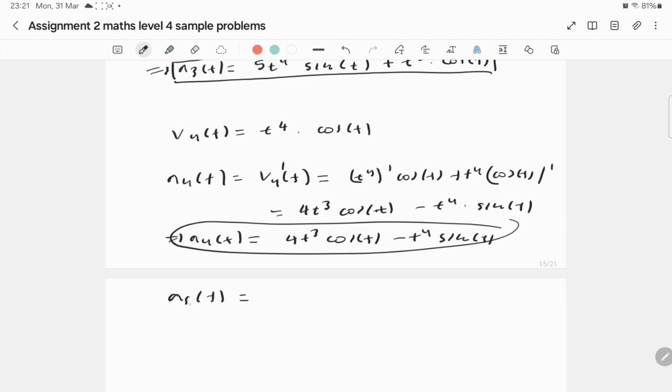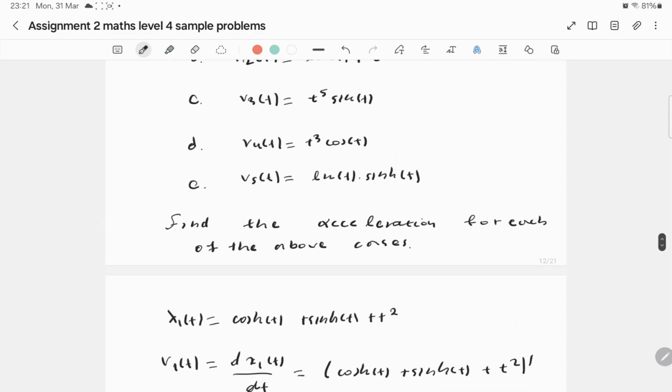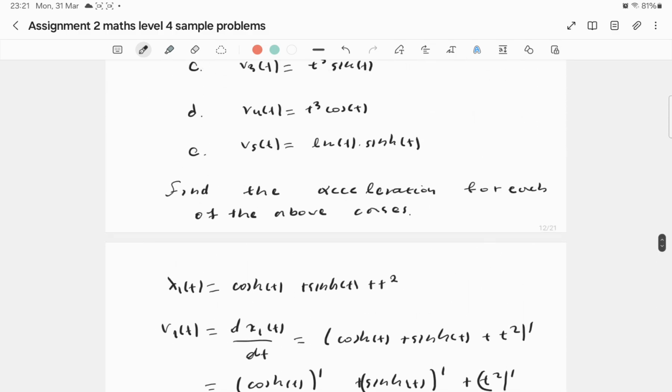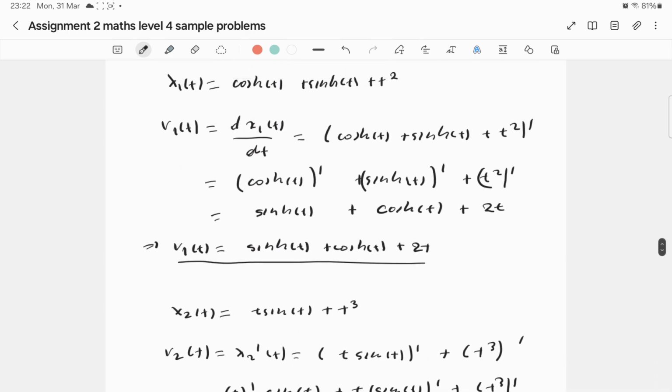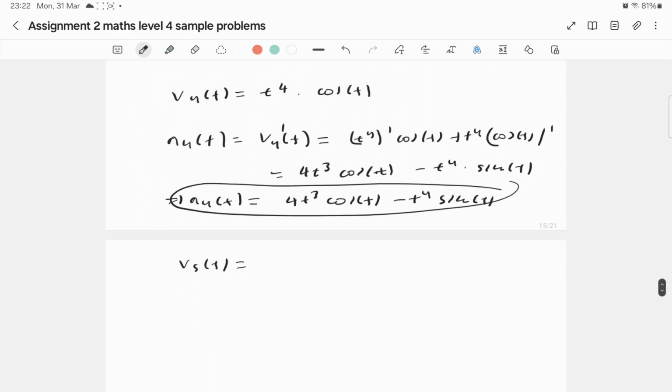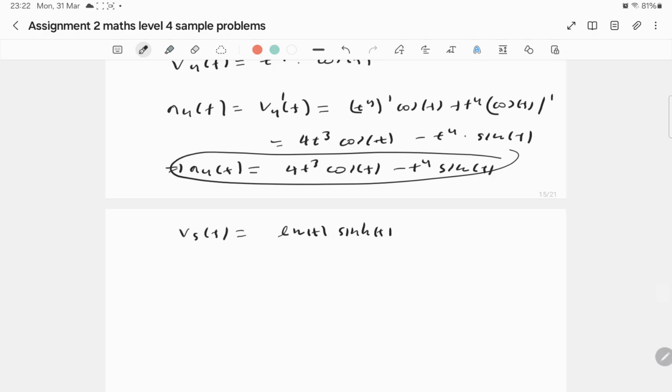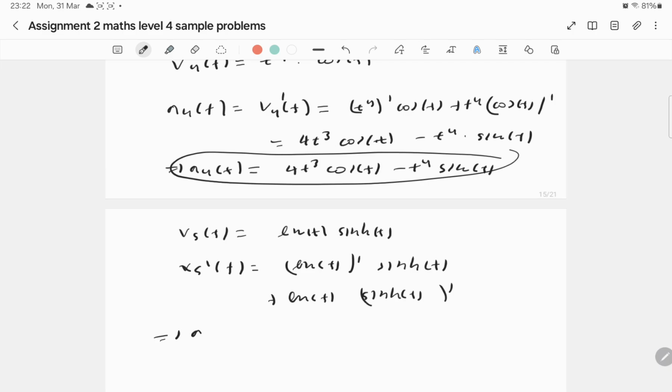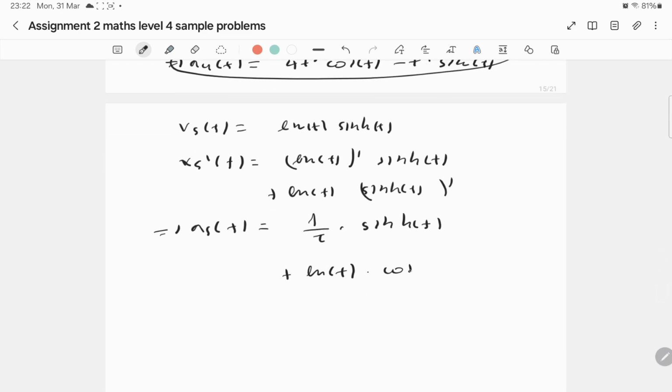And a5 of t, the last one, v5 of t equals ln t sinh t. So the acceleration is the derivative of ln t times sinh t plus ln t times the derivative of sinh t. So that's 1 over t times sinh t plus ln t times cosh t. And that is my acceleration.